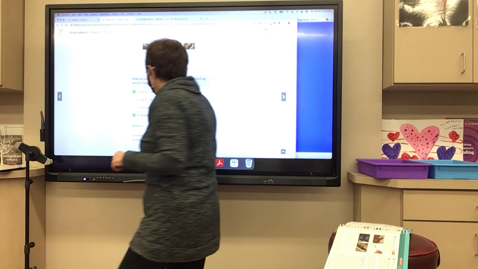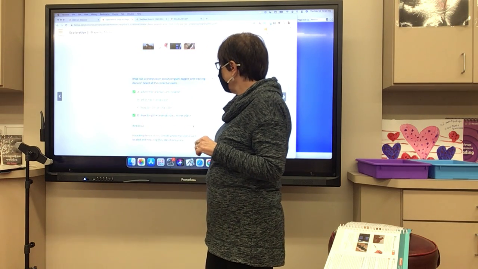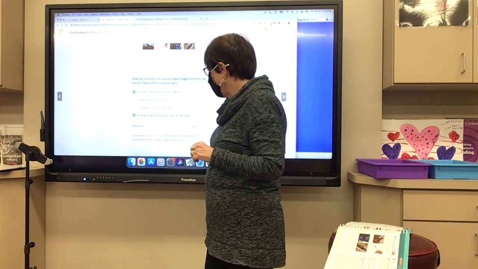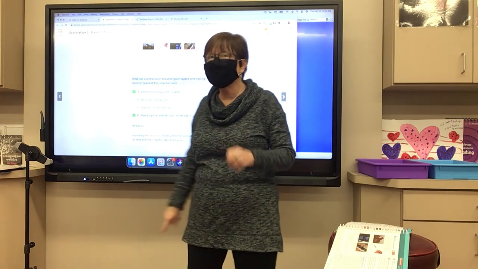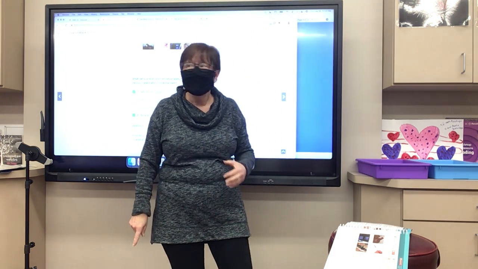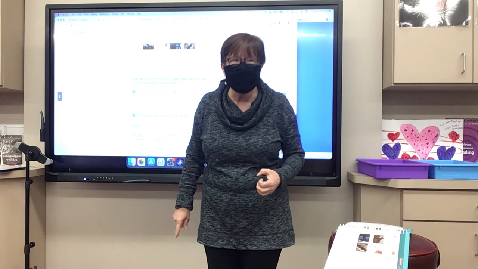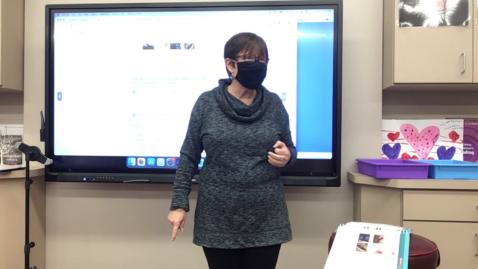And we'll check to see if we're right. Yes. A tracking device tells scientists where the animals are located and how long they stay in one place. So those are the things that we can tell from a tracking device.